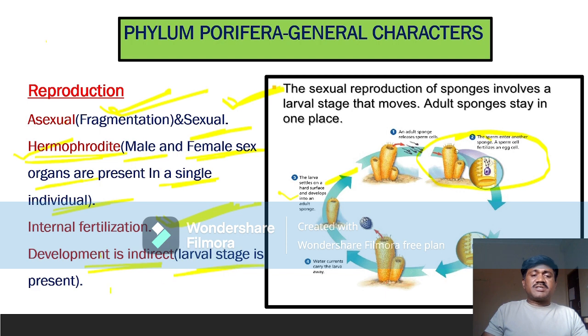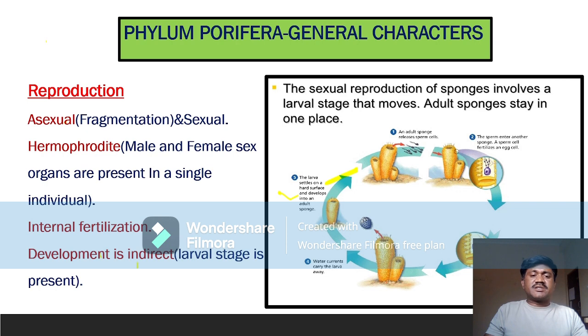Here a larva stage is present, so that is why development is indirect. In any living organism, in its developmental stages, if a larva is present, then it is called indirect development. So here also in these poriferans, there is a larva stage in the development process, so that is why this development process is called what? Indirect development.